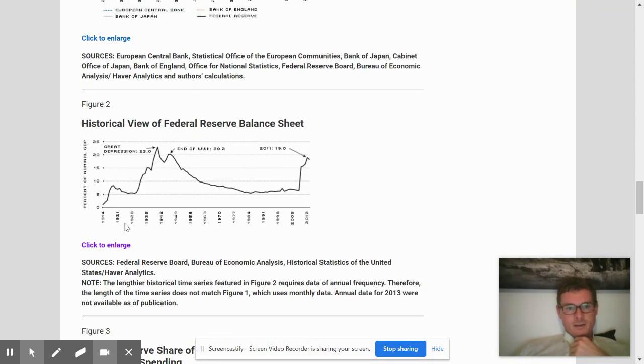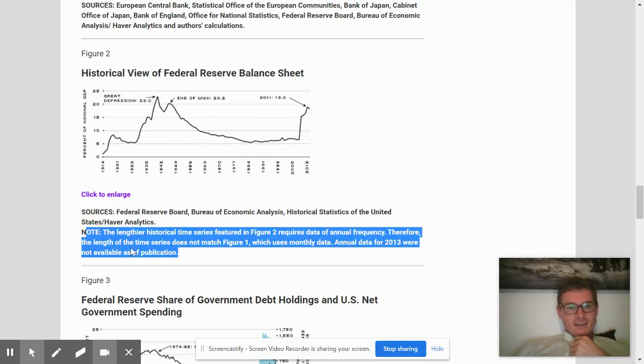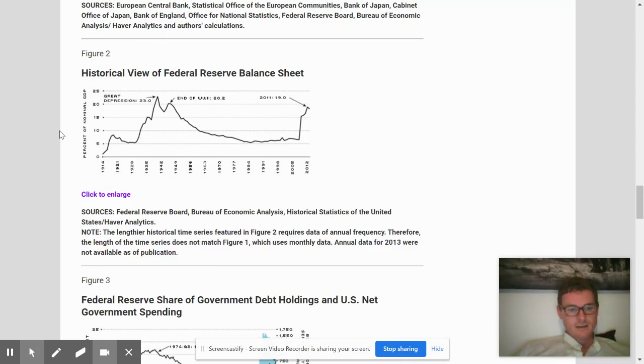On this chart, I noticed that it says the Great Depression is like 1941 ish on this timeline, and that's not right, but it does say down here, ignore the time series because it doesn't match, because they have monthly data and annual data. And I mean, how hard is it to fix the numbers? But okay, let's go to the next thing and take a look.